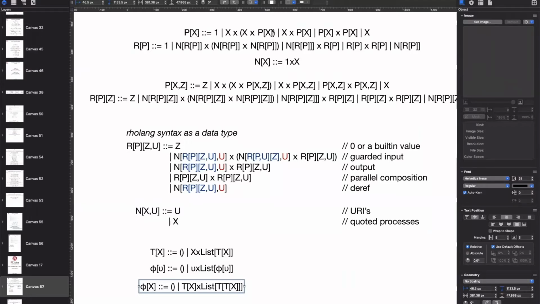Does that make sense? Yes, it's readable. Okay, and then this is the one without tying the recursive knot.